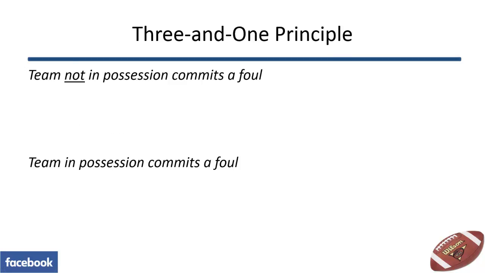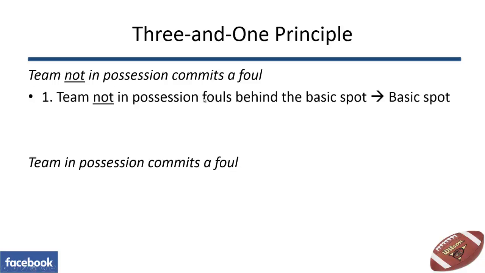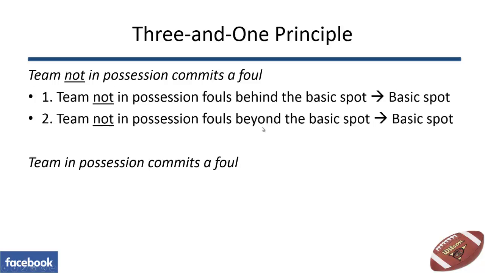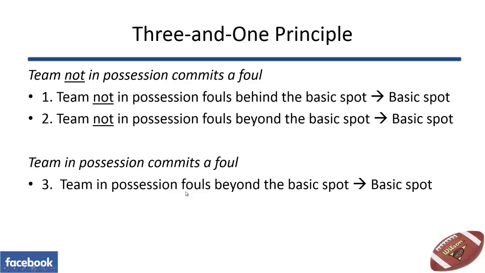So let's talk about the 3-and-1 principle. There are two types of fouls: either the team not in possession of the ball commits a foul, or the team in possession of the ball commits a foul. When the team not in possession commits a foul behind the basic spot, that foul would be enforced from the basic spot. If a team not in possession commits a foul beyond the basic spot, the penalty will be enforced from the basic spot. Now, if a team in possession of the ball commits a foul beyond the basic spot, the foul is enforced from the basic spot.